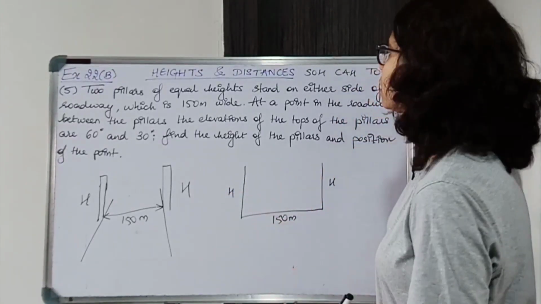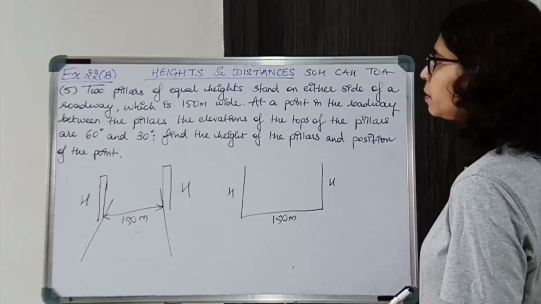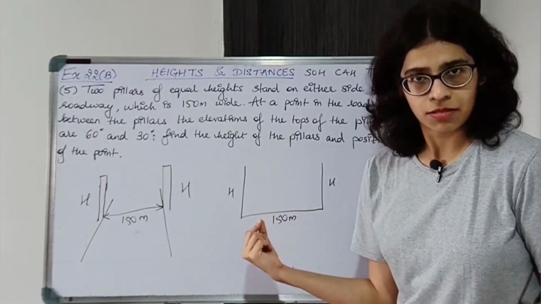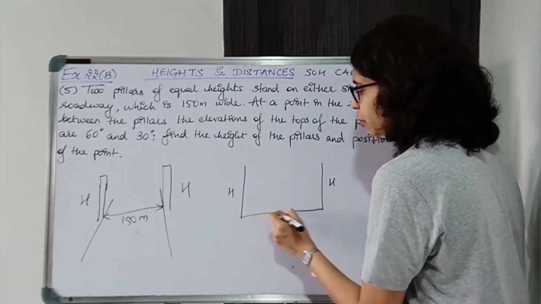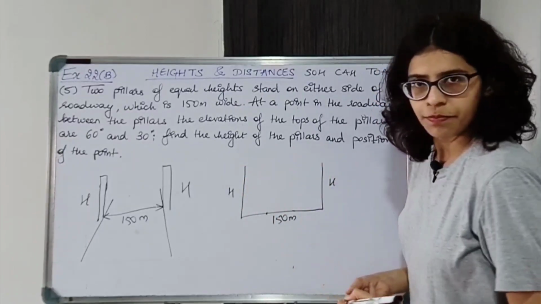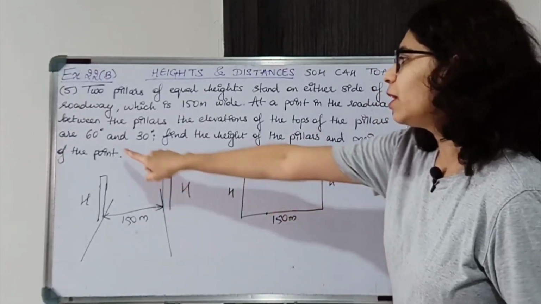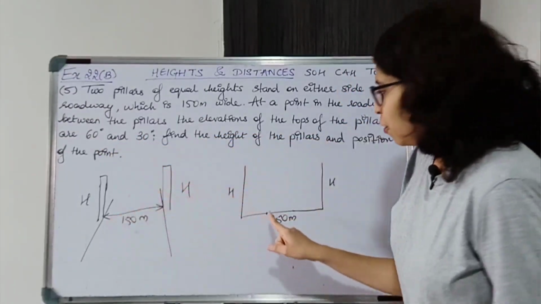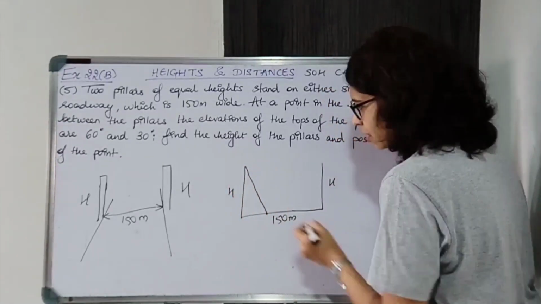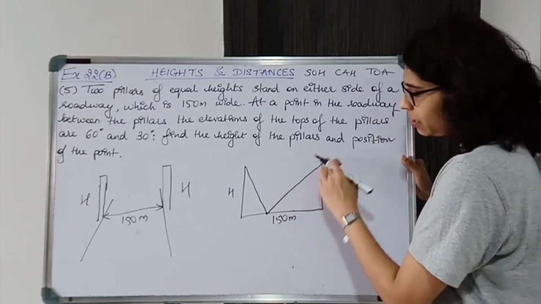Okay. At a point in the roadway between the pillars, the elevations of the tops of the pillars are 60 degrees and 30 degrees. So you are taking some point in between the pillars, okay, on the roadway. So somewhere in between, on the roadway, you are looking at the top of the pillars. All right. Now when you look at the top of the pillars, angles of elevation given are 60 degrees and 30 degrees. From here you are looking at the top of this pillar. So this will be the line of sight. And from here you are looking at the top of the pillar. Okay, so this will be the line of sight.